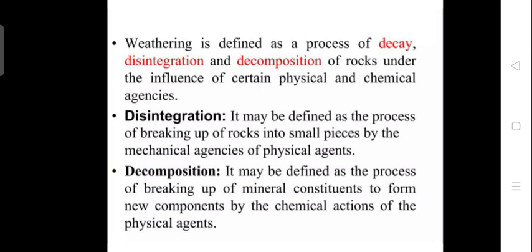Then decomposition. It may be defined as the process of breaking up of mineral constituents to form a new component by the actions of the physical agent. That means when these rocks break up into different pieces, it may also change some of its mineral properties. So the minerals present in the rocks may alter due to the chemical actions in the rock.